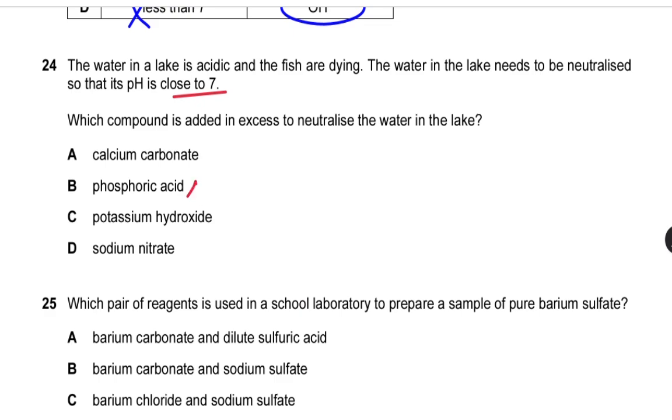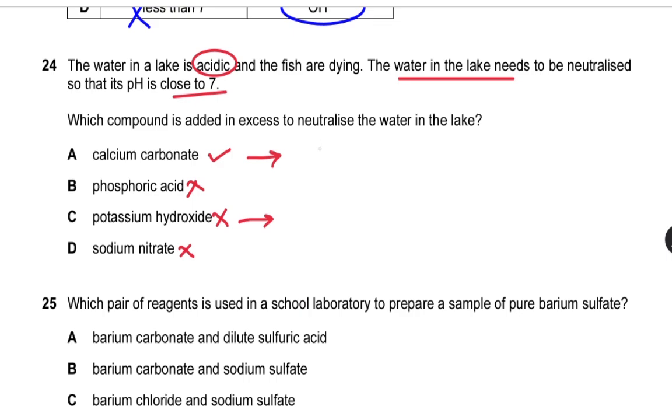First of all, phosphoric acid and salt will not react with the acidic water and will not change the nature of the water in the lake, which is acidic. So calcium carbonate is basically used, not the potassium hydroxide. Always remember, calcium carbonate or calcium hydroxide can be used. So why is calcium carbonate used, not the potassium hydroxide?